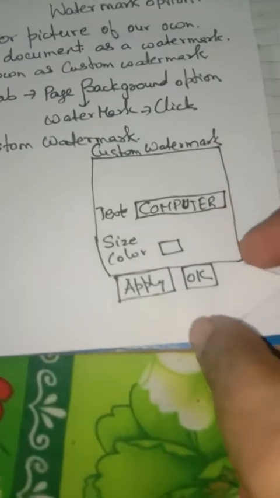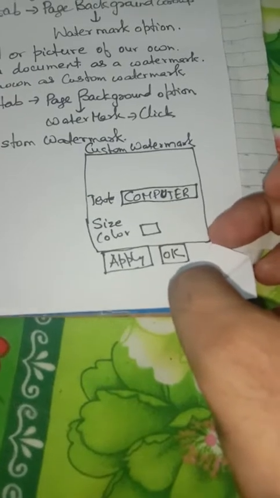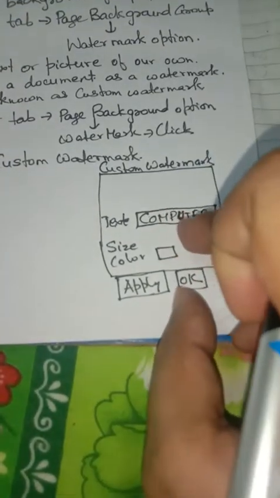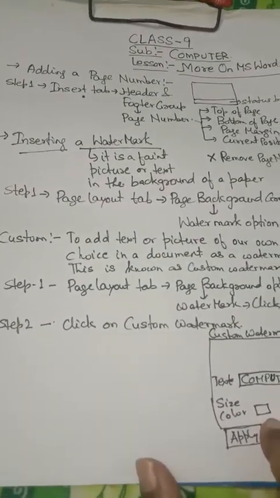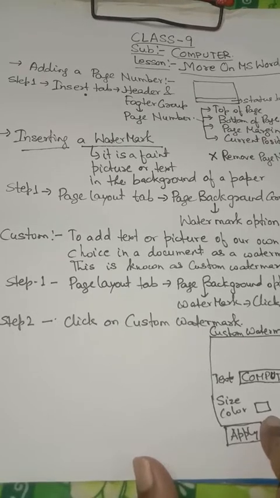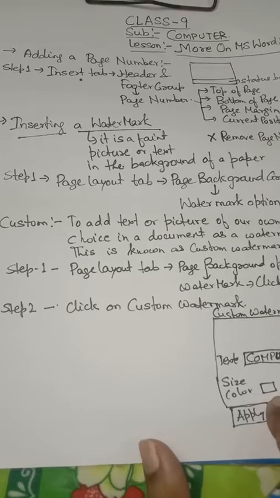So now after clicking on the apply button, click on the OK button, and the text that we have typed over here will be inserted at the background of our document. This is how we can insert a printed watermark. Similarly, we can also add a picture in our document.